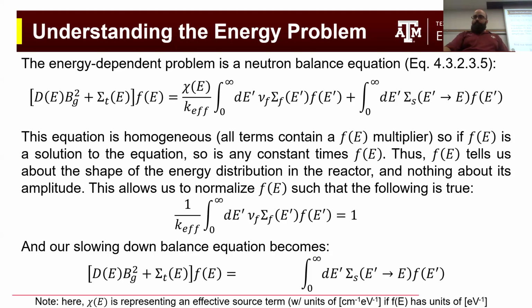And this energy equation is kind of like a neutron balance equation in that we've got terms on the left and terms on the right, and the terms on the left basically represent forms of losses, and the terms on the right represent forms of gains. Like this D times this BG squared, that's telling me about my net leakage. And these are both multiplied by this energy distribution function. Just like in the diffusion equation, when you see D times BG squared, that's always attached to the net leakage term. The sigma t times this function, that's my total interaction term.